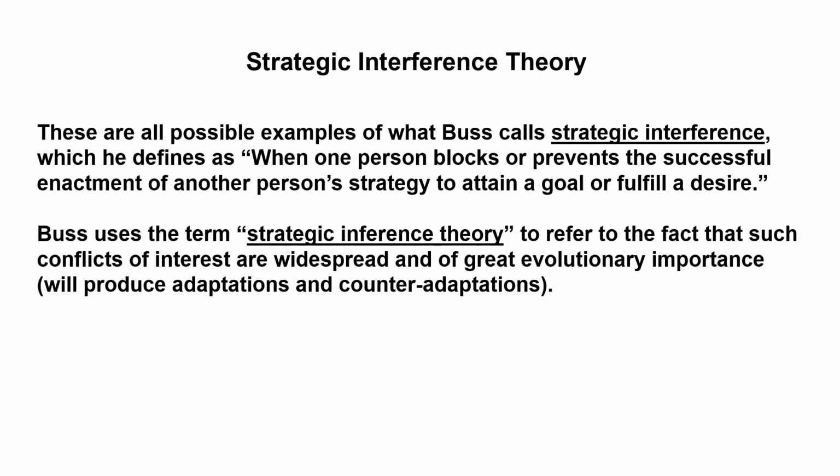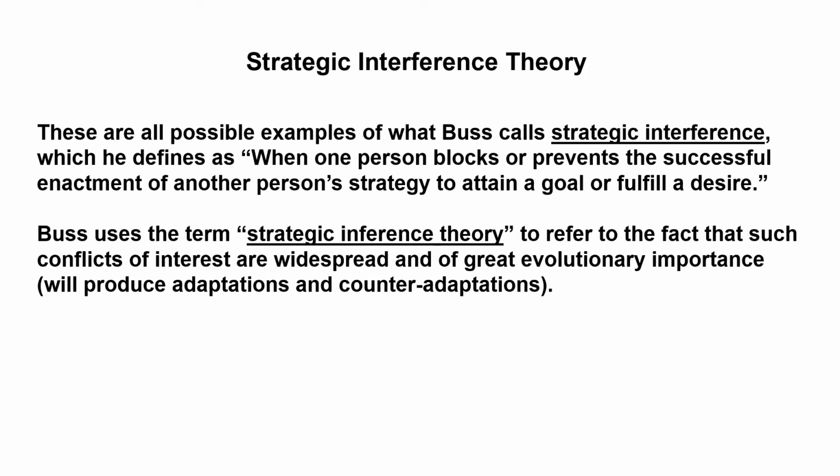So strategic interference theory is the idea that such conflicts of interest are widespread and have great evolutionary importance. They'll produce adaptations and counter-adaptations. Some of the ones, like I was saying, like sexual withholding. Well, this is a strategy that one sex does, and there are adaptations and counter-adaptations because that strategy is keeping the other sex from obtaining their goals. Most conflict, most things like aggression, and we're not just talking about conflict and aggression in relationships, we're talking about conflict and aggression in general, arise due to being held back from obtaining your goals.